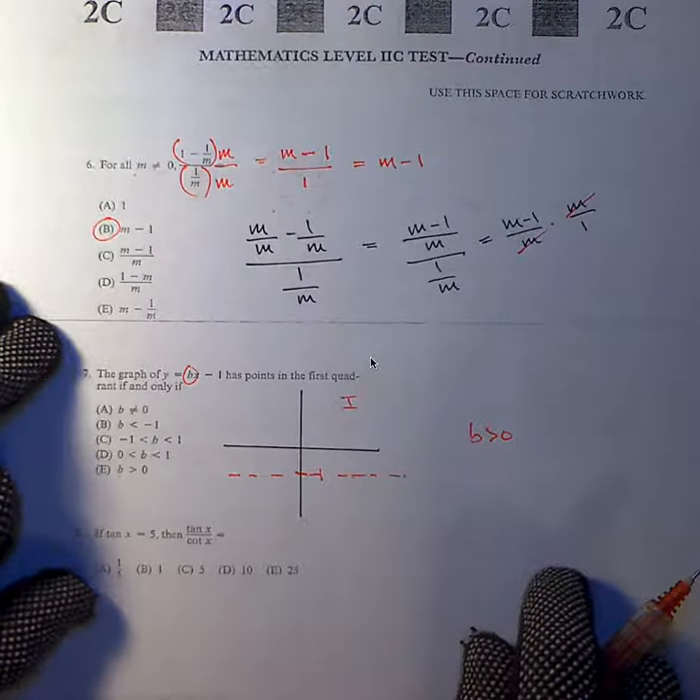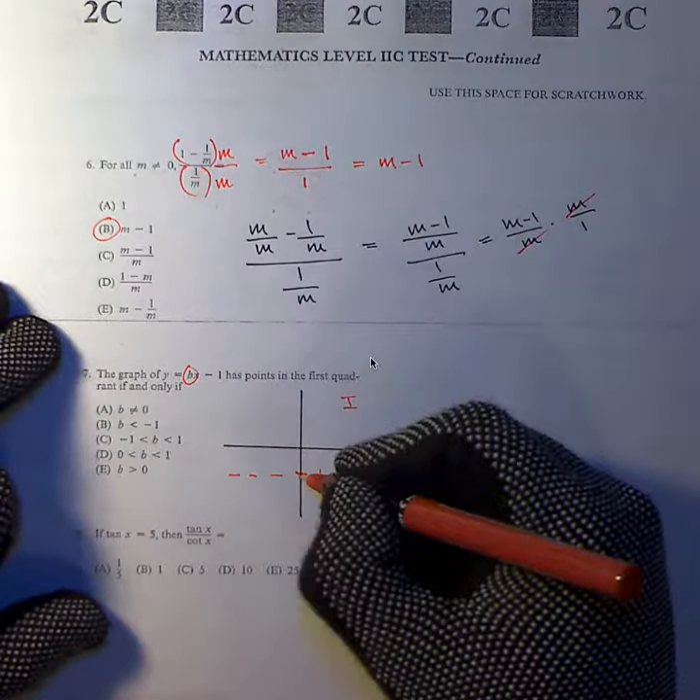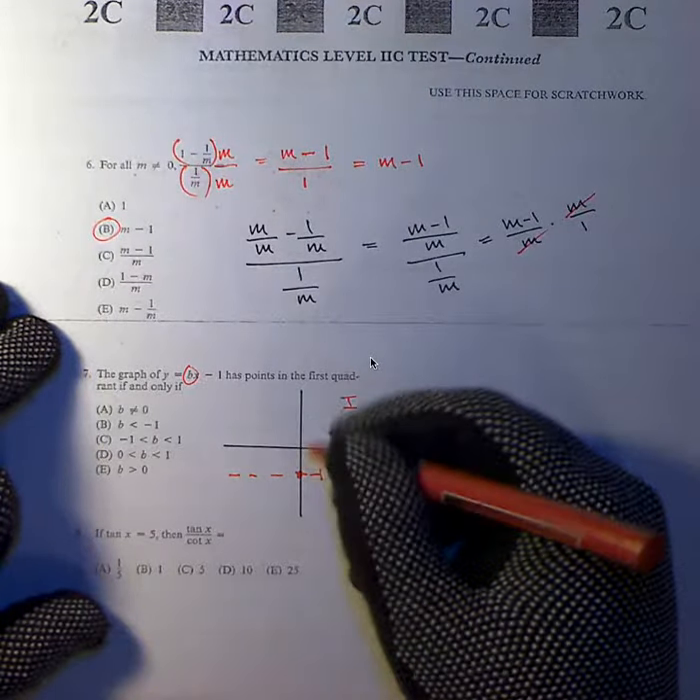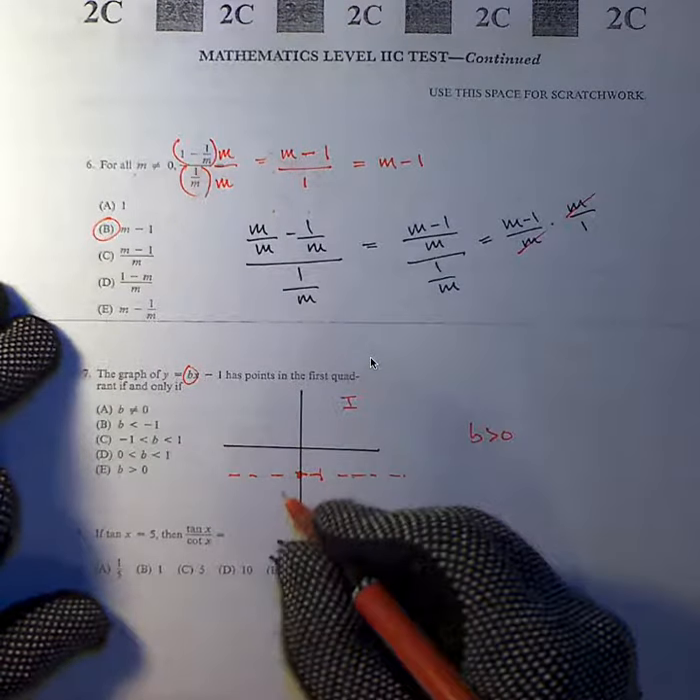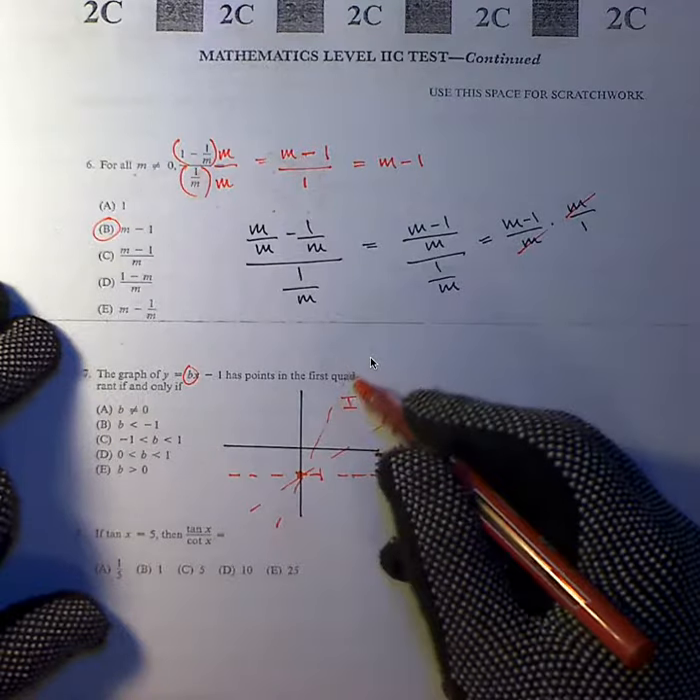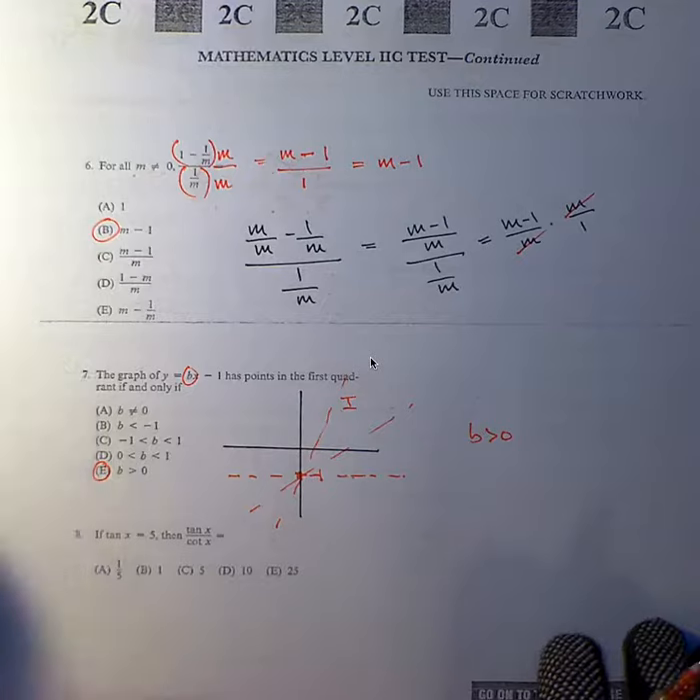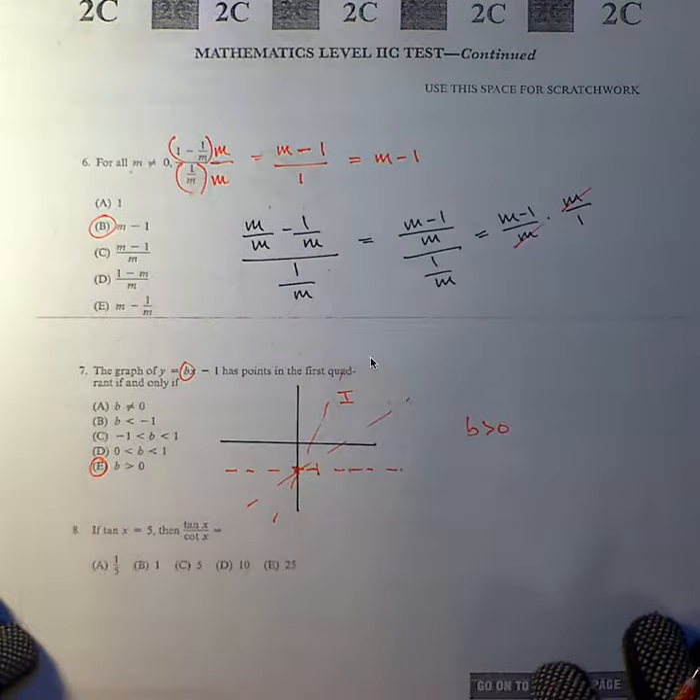Other than that, we need b to be less than infinity, because notice that a vertical line going through here would overlap with the y-axis. But any positive slope will have us eventually enter the first quadrant, right? So we just need b to be greater than 0. Correct answer, E. I can explain this a little bit more, but I think that's sufficient explanation.